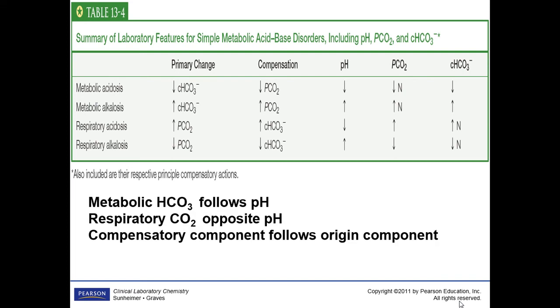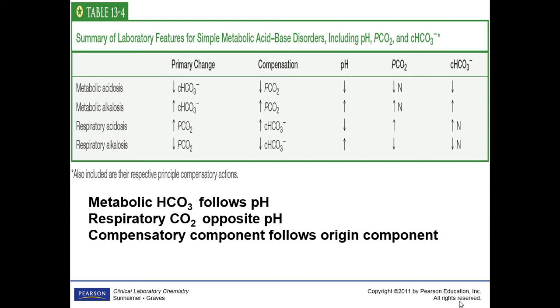Know these three things. And this will make it so much simpler. Okay? Metabolic component always follows the pH. Now we're talking about primary cause, primary origin. If I've got a problem in my renal system, my bicarb is going to cause the pH to go the same direction.